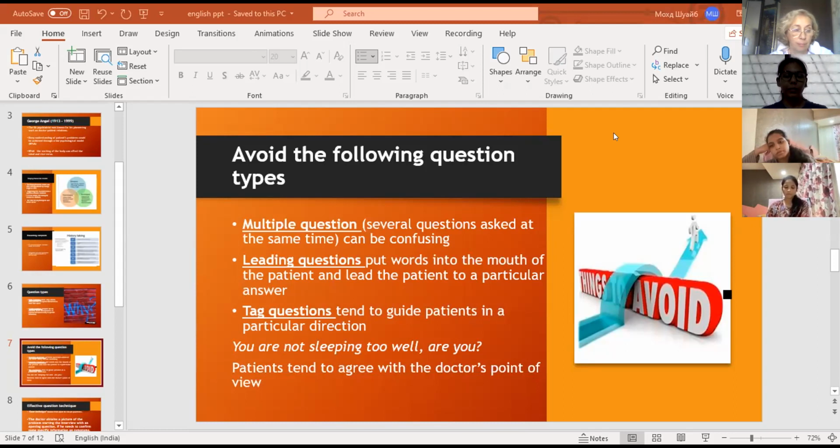The example can be seen: you are not sleeping too well, are you? The patient will think, maybe I'm not sleeping too well, so this is the reason I'm having these symptoms or problems. These are the kinds of questions a doctor should avoid while asking a patient about his history. Next slide, please.